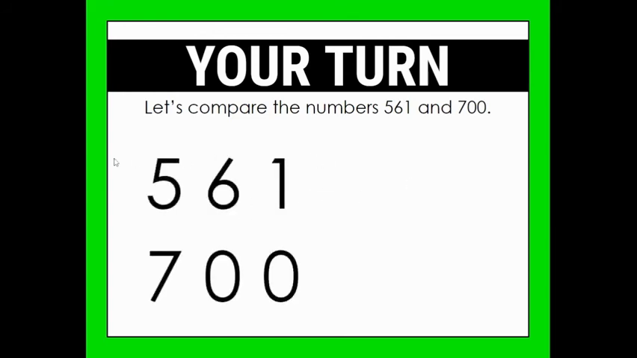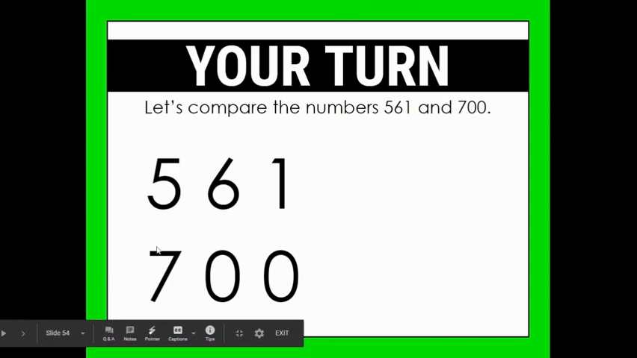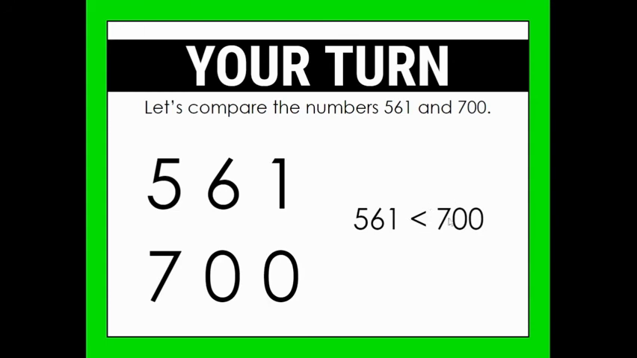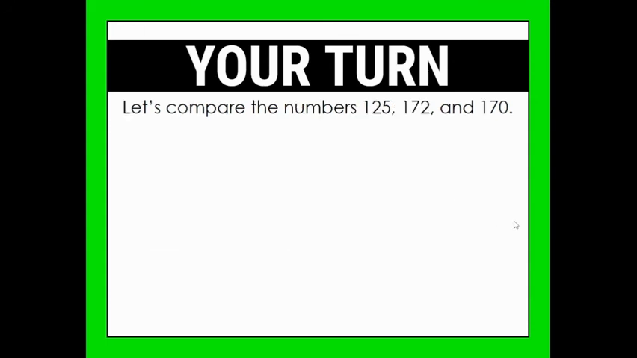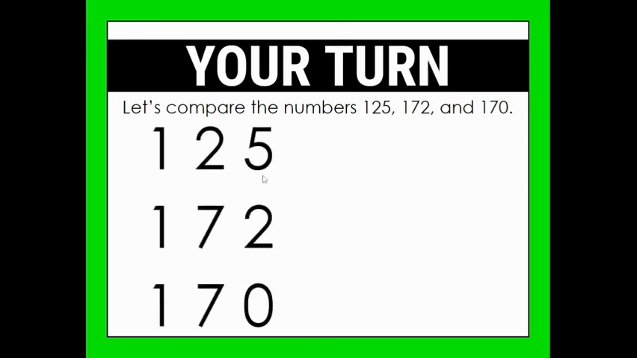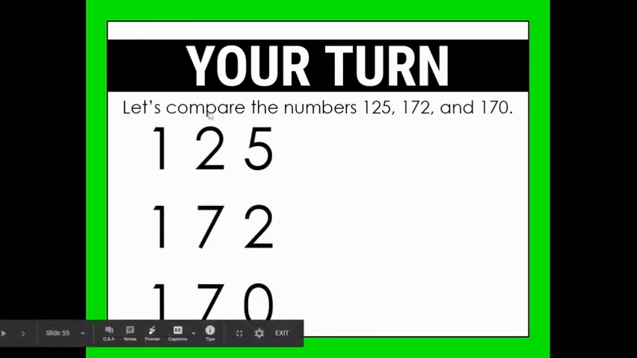Let's see, so hopefully you lined up your numbers like this. You were looking at your hundreds, 5 or 7, which one is bigger? Hopefully you knew that 700 was bigger, and so you wrote 561 is less than 700. All right, the last thing that we're going to do is we are going to compare 3 different numbers. So now we have 125, 172, and 170. So let's line all 3 of those numbers up, lining up our hundreds, lining up our tens, lining up our ones.